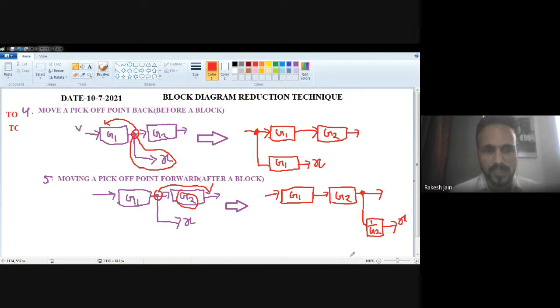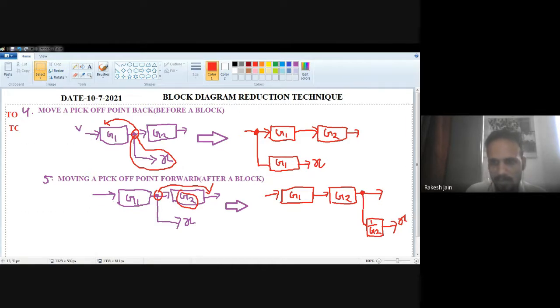Okay, so this one is the fifth rule. Remember, one more time I am repeating: whenever a pickoff point moves before a block, then that block also comes with that line. Whenever a pickoff point moves after a block, then that block also comes in reciprocal manner with that line. Okay, now the sixth rule, and after that only one rule will be remaining, and we will start our new class.